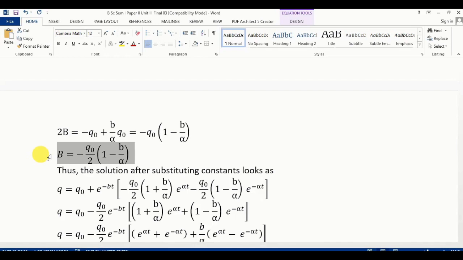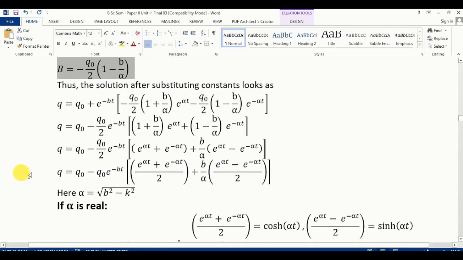Now plugging in everything, we get the solution in this fashion, where we have q equal to q0 minus q0 e to the power minus bt inside bracket e to the power alpha t plus e to the power minus alpha t by 2, plus b upon alpha inside bracket e to the power alpha t minus e to the power minus alpha t by 2, where alpha is the square root of b square minus k square. Now there are three possible cases: alpha can be real, alpha can be imaginary, and alpha can be 0.